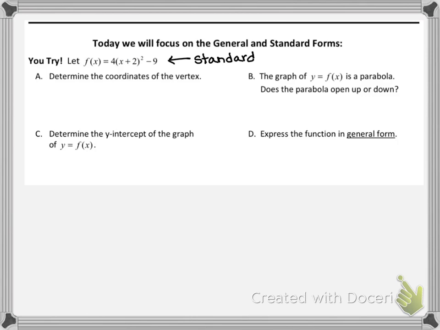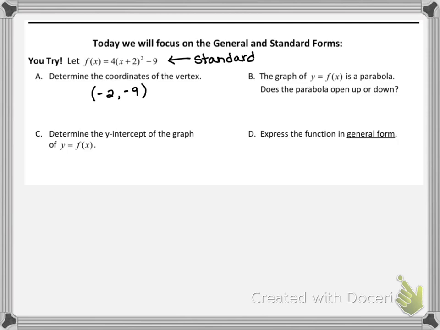What's the vertex? 2, negative 9. Very close. Remember that with x's, we always do the opposite, right? So that's going left 2, negative 9.